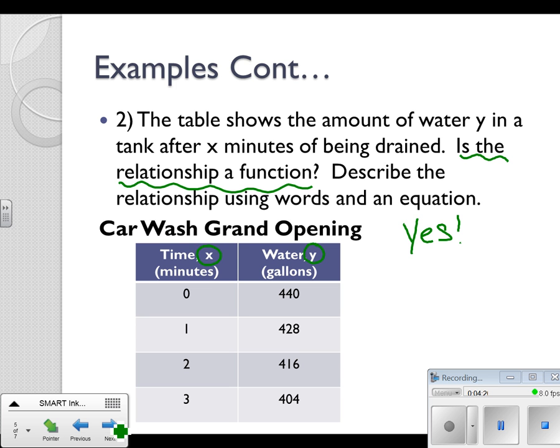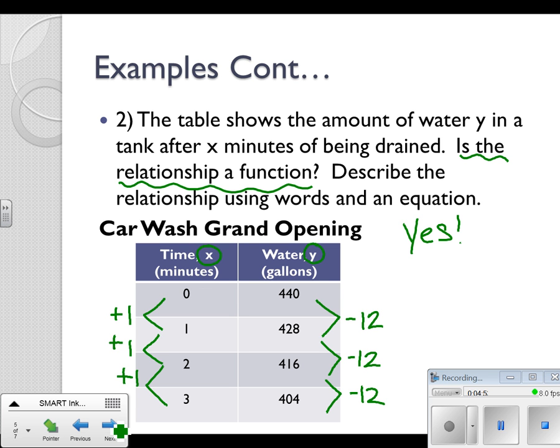Now, describe the relationship using words and an equation. So what we do here is look for a pattern. We know our inputs are going up by 1 over here. So this is constant, which is good. Now let's see how the values over here are changing. Well, they're going down, and this makes sense because the water is being drained. And we see that it's constant. It's constantly going down 12, specifically 12 gallons for every minute.